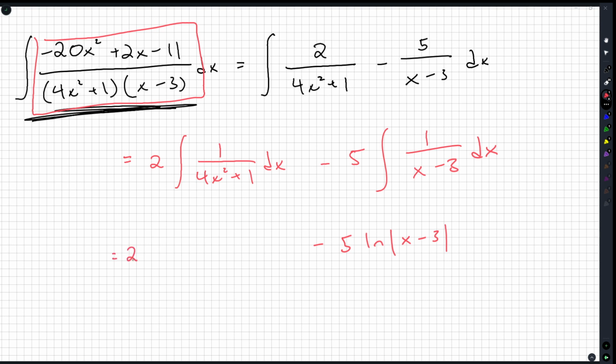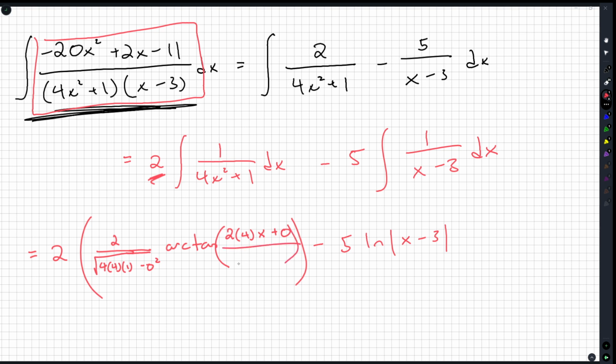And then over here, what are we going to have? We're going to have 2 times, we'll give it a little bit of space. The quadratic ones are always a little bit bigger. But we have the 2 out here times, what is it? You'll have 2 over the square root of 4ac minus b squared times arctan of 2a, so that's 4x plus b, well there's no b's, so that's 0 still, and then over the square root of 4ac minus b squared.